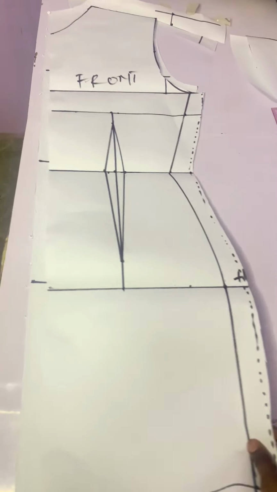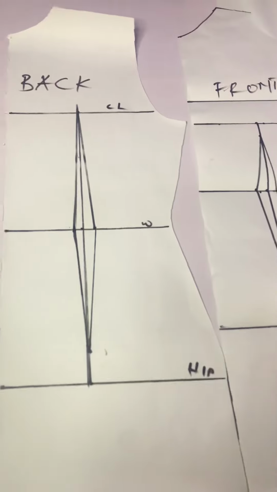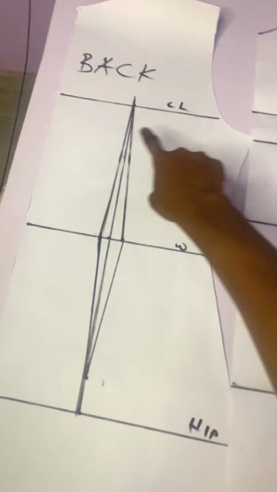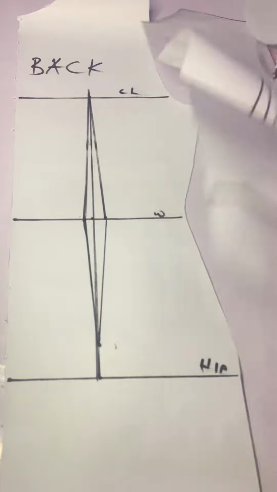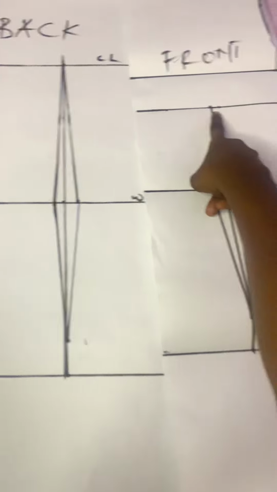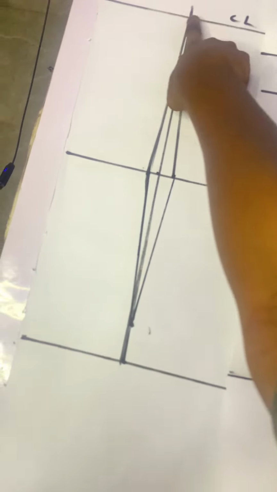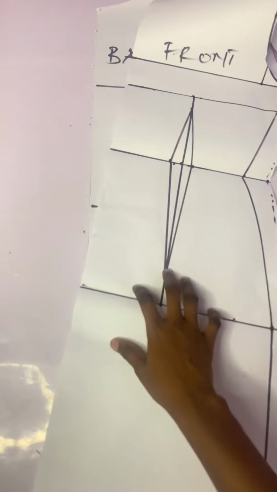Okay, so I realized that I wasn't filming. It just stopped recording and I'd already cut out the pieces. So the front and the back are actually very similar, but there's a little bit of difference in the darts. For the front, you notice that we started our darts from the bust points. For the back, instead of starting from the bust points, we are going to start from the armhole, the chest line, then connect it down to the hip. So that's just the major difference.